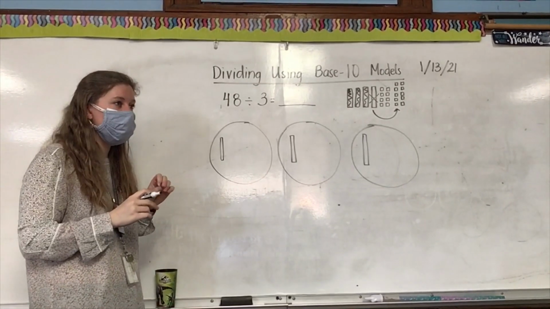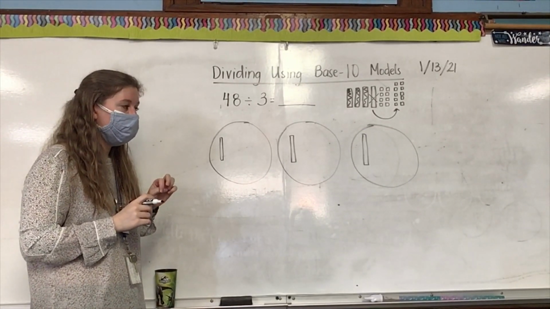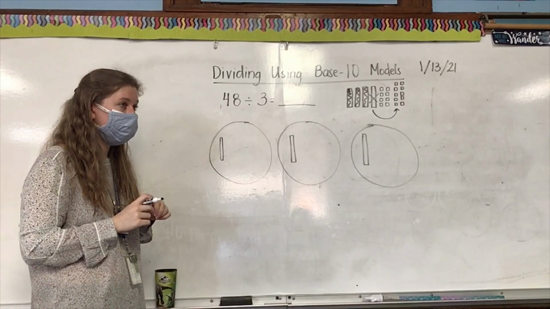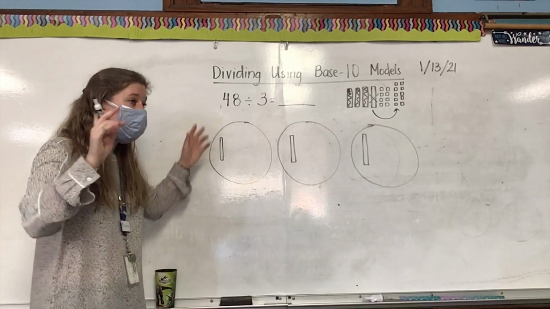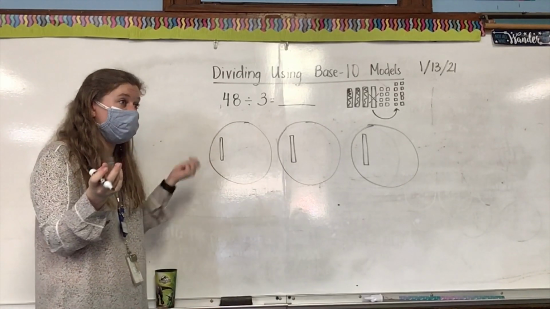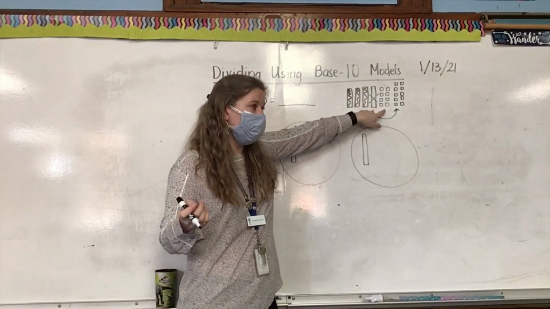Read the next part of step 4. Put the ones in the groups one at a time. I put the ones in the groups one at a time. But first I need to make sure I have enough to go around, right? Do I have at least 3? Yes. Definitely.